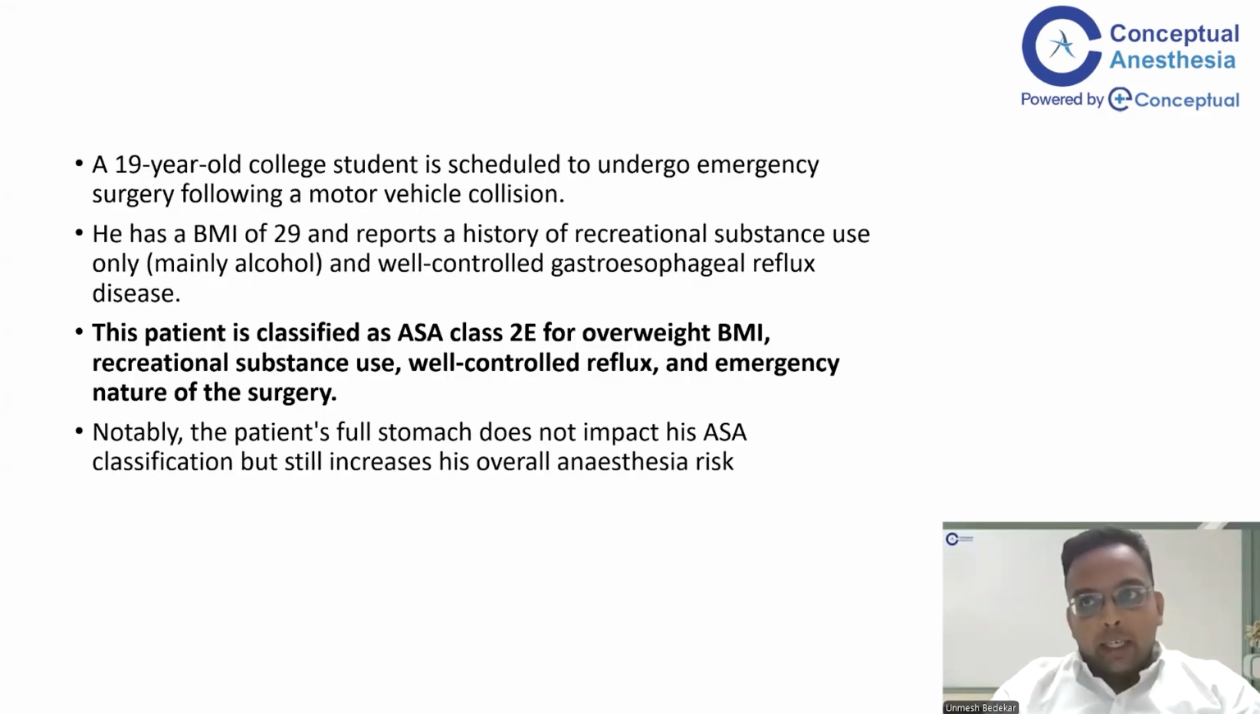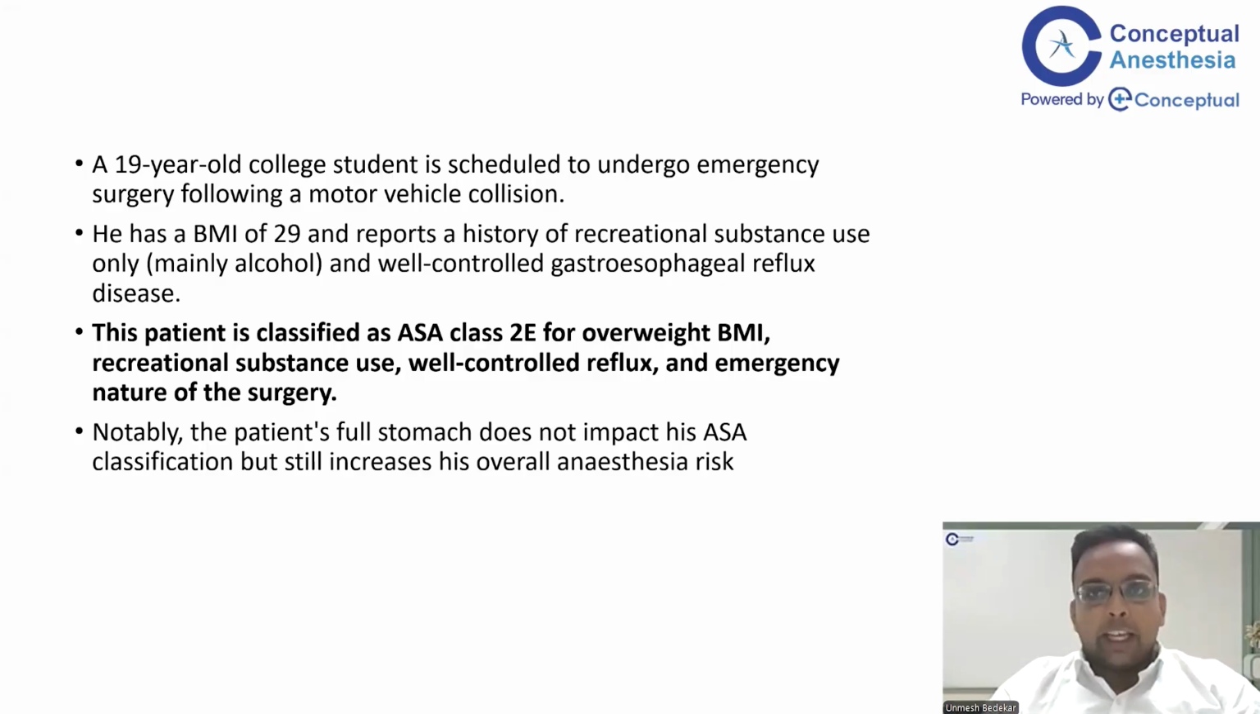So just to illustrate a few examples, a 19-year-old college student was scheduled to undergo an emergency surgery post motor vehicle collision or a traumatic brain injury. He had a BMI of less than 30, and he is giving history of recreational substance abuse, sometimes alcohol, and well-controlled gastroesophageal reflux disease.